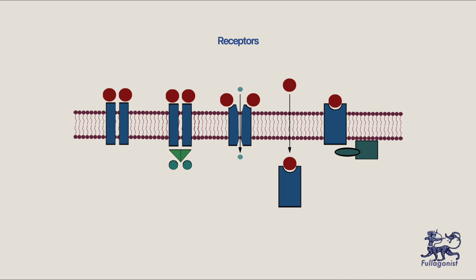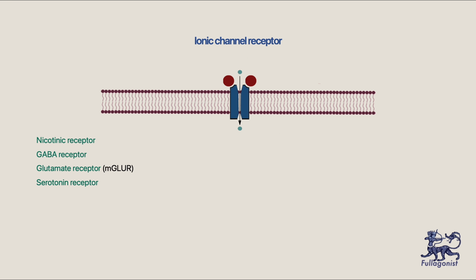A receptor is any biologic molecule to which a drug or toxin binds and can produce a biologic or physiologic response. There are 5 types of receptors: ionic channel receptor, G-protein coupled receptor, intracellular receptor for the steroid hormones, receptor tyrosine kinase, and non-receptor tyrosine kinase, also known as receptors for the cytokines. Examples of the ionic channel receptors are nicotinic receptor, GABA receptor, glutamate receptor, and certain serotonin receptors.